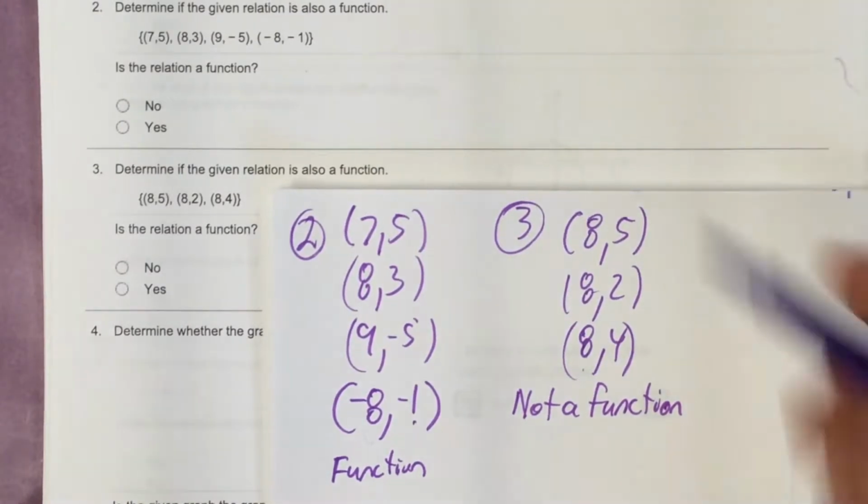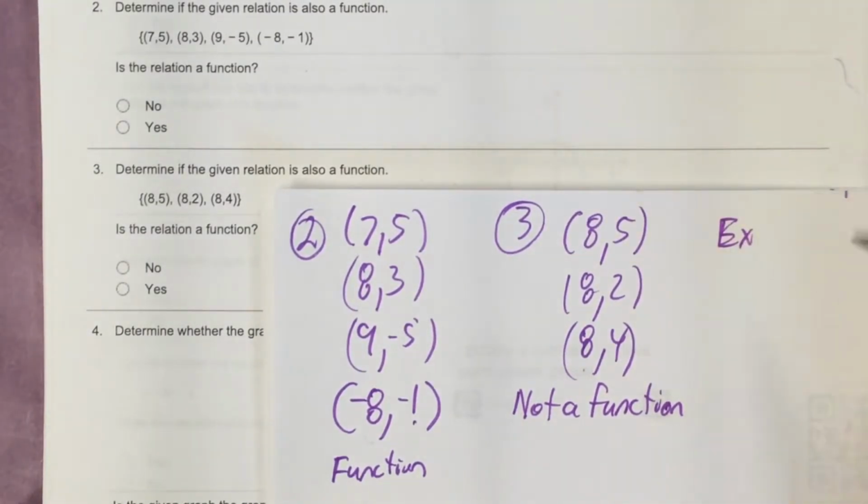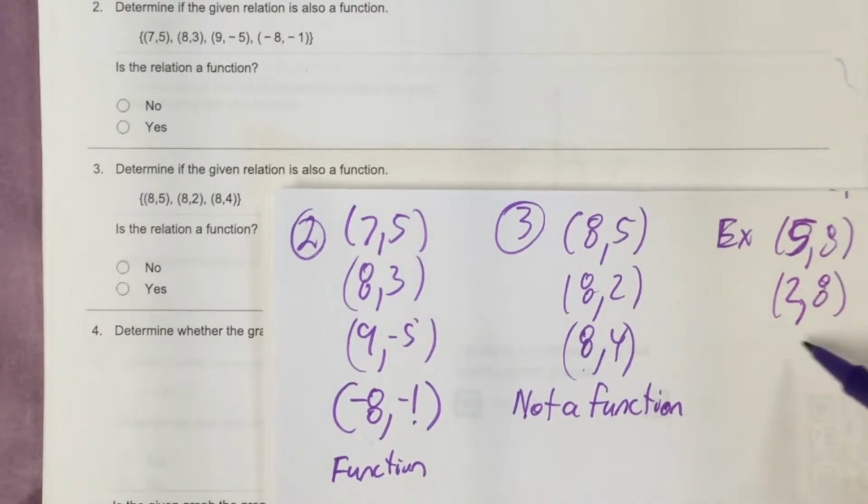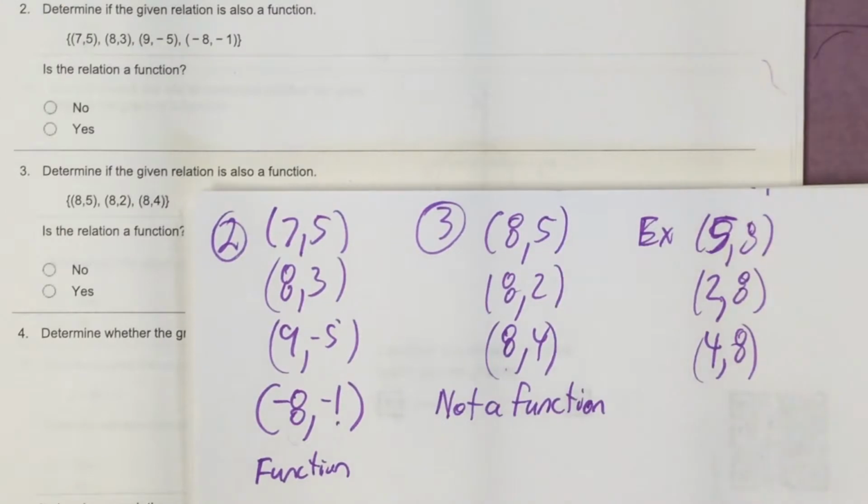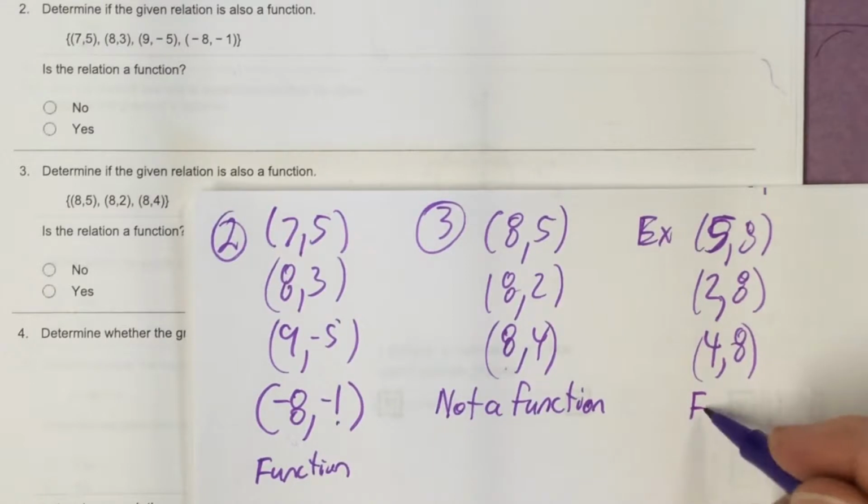Now let me show you an example. This is not here, but let's say we had something that looked like this. Instead, I'm going to flip these points around. 5, 8, 2, 8, 4, 8. Using the analogy of people and places, 5, 2, and 4 would be 3 different people. But these 3 different people happen to be in the same place. Can we have 3 different people in the same place? Absolutely. So can we have a person 5 at place 8, person 2 at place 8, and person 4 at place 8? Yes, we can. And because we can, we would say that would be a function.